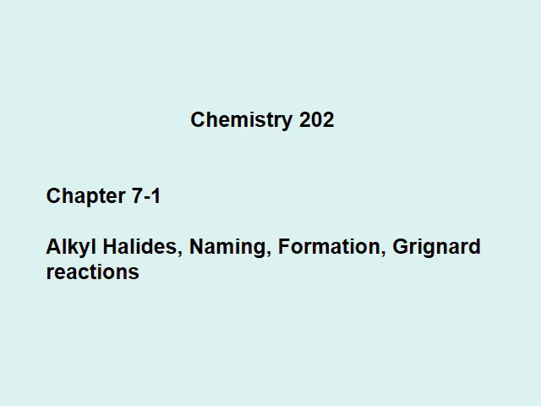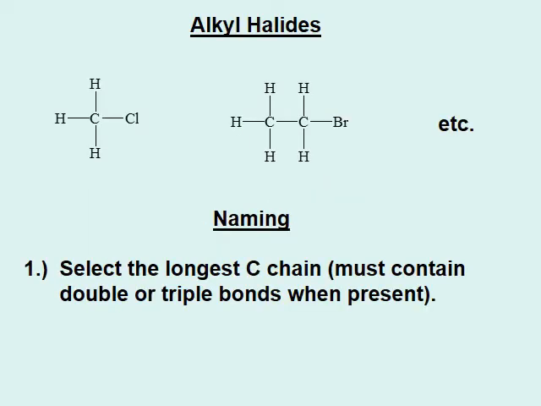Just to remind you, alkyl halides have an alkyl group like this and a halogen at the end. So let's assume that my halogen is I. So this is an alkyl halide. These are examples: this is methyl chloride, and this is ethyl, having two carbons, ethyl bromide. So how do I name these compounds?